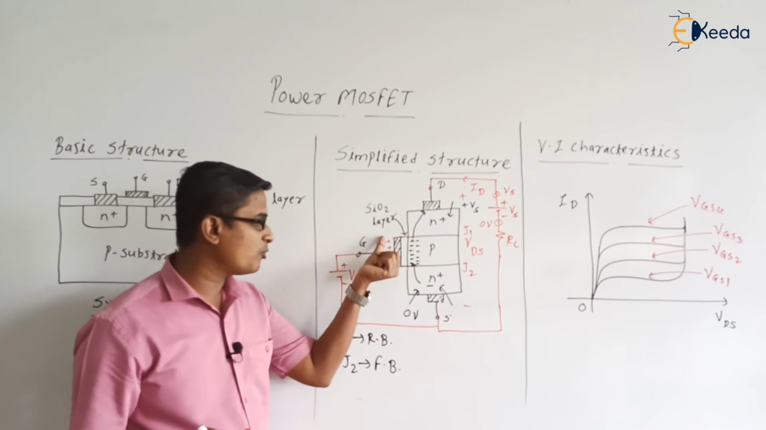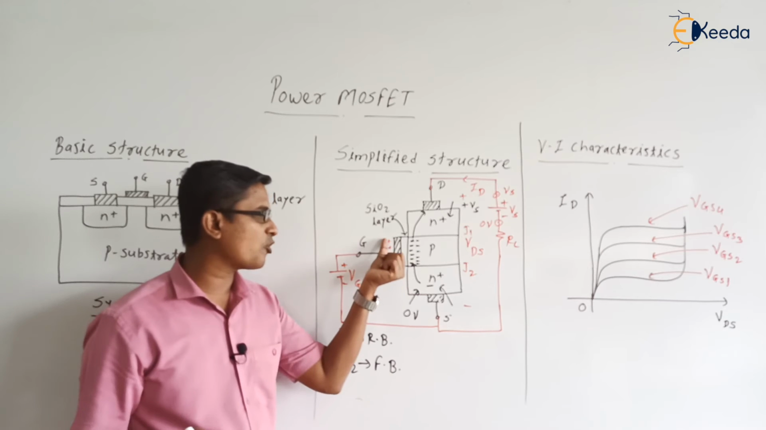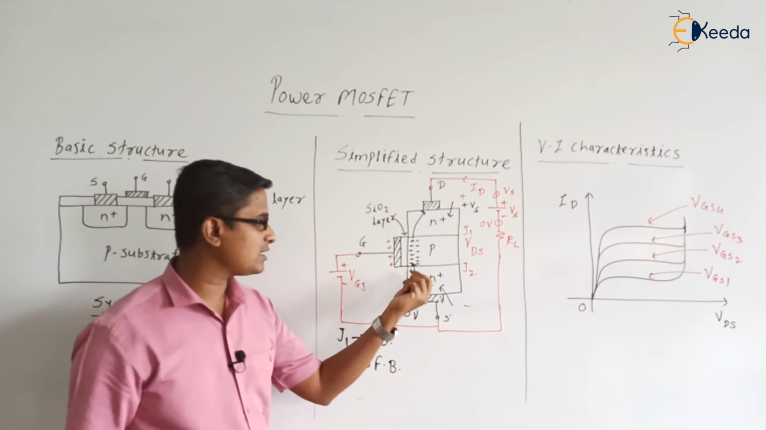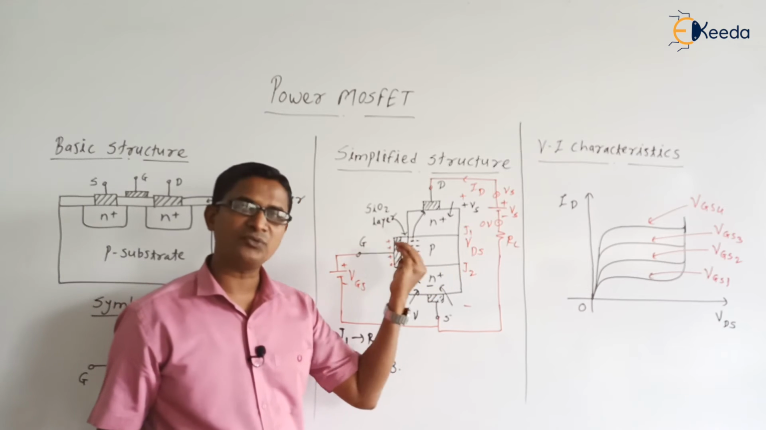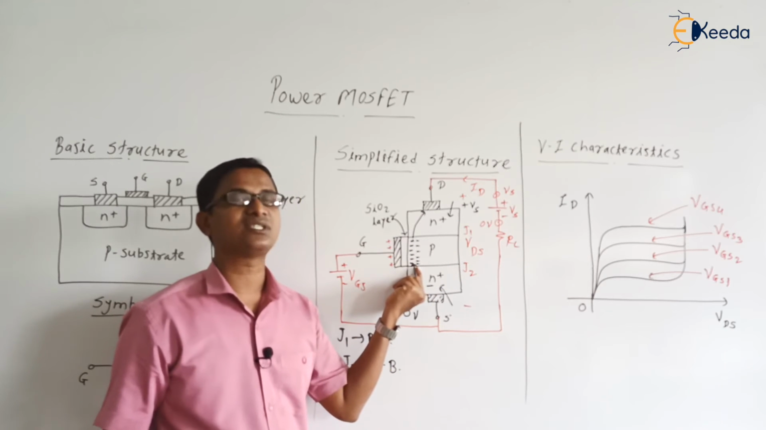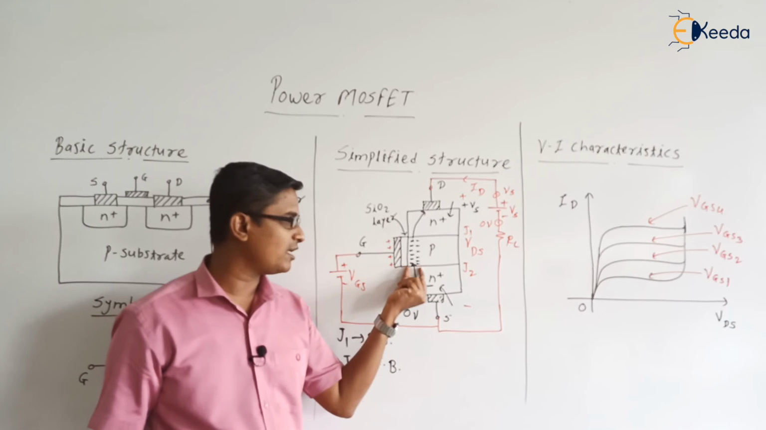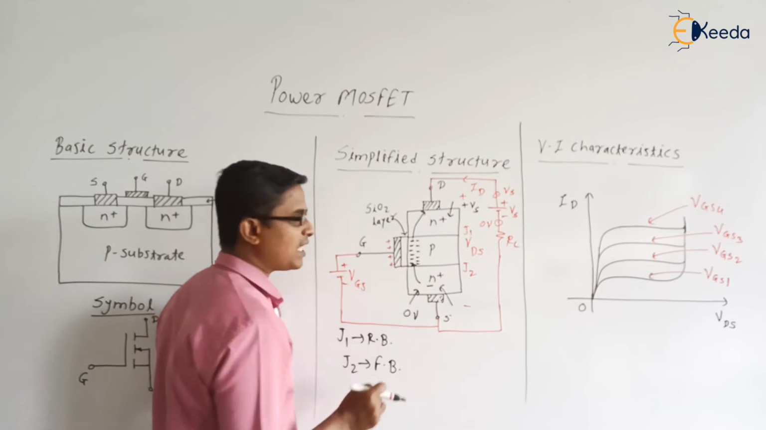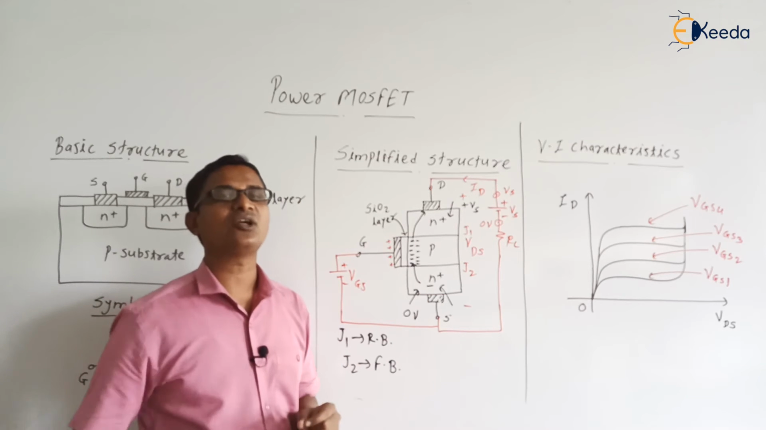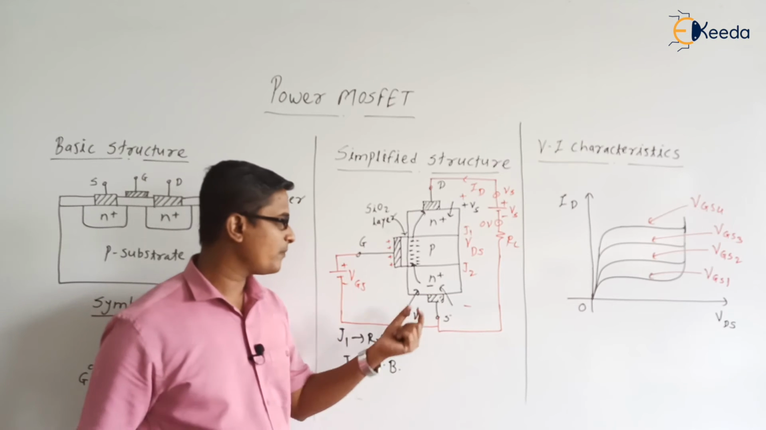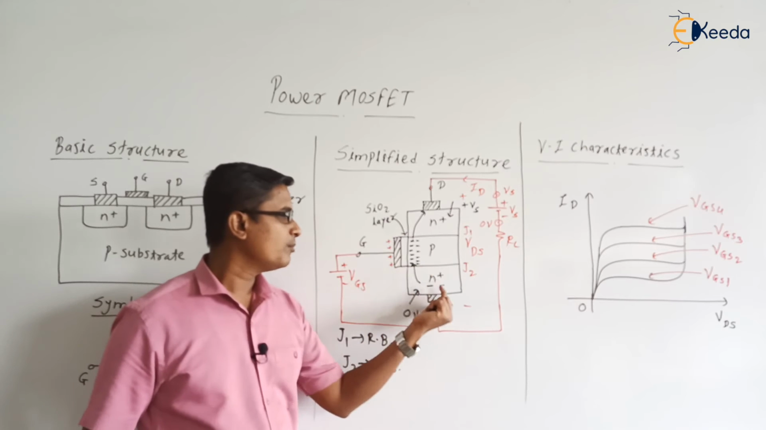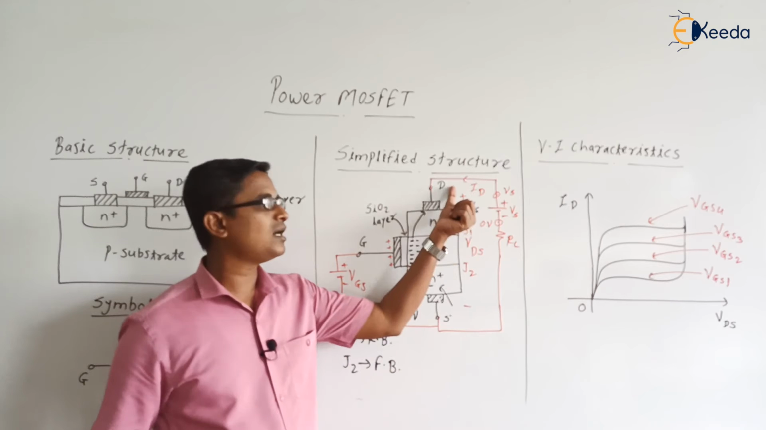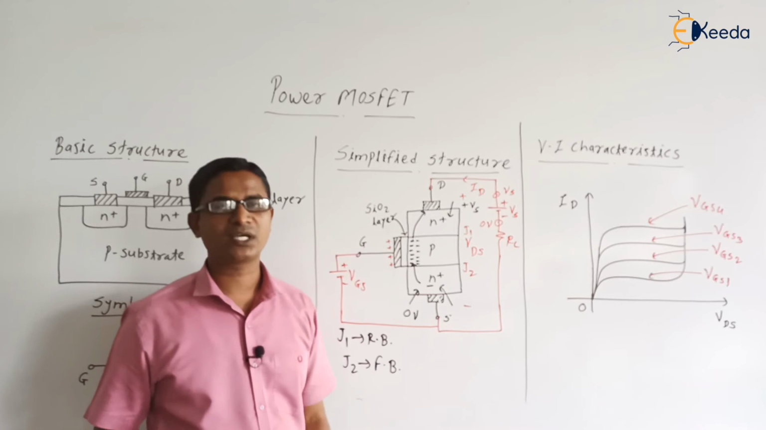Due to that, more positive charges will be occupying space here. So due to more positive charges, more negative charges will get attracted towards this side, and the width of the channel will be more. Does the width of the channel affect the rate of flow of charges? Definitely. The more the width of the channel, the faster will be the movement of charges, and due to that, the more will be the current ID.